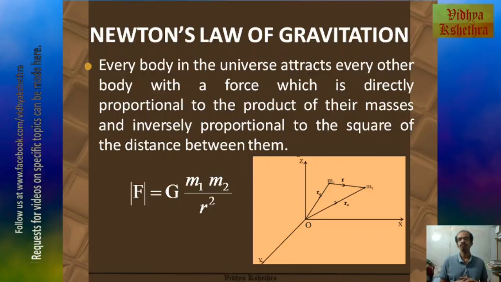So the formula of force can be written as: magnitude of force is equal to G m1 m2 by r squared, where G is known as the universal gravitational constant, and the value of G was found by Henry Cavendish by doing some experiments. Here m1 and m2 are the masses of the two bodies, and r is the distance between the two masses.